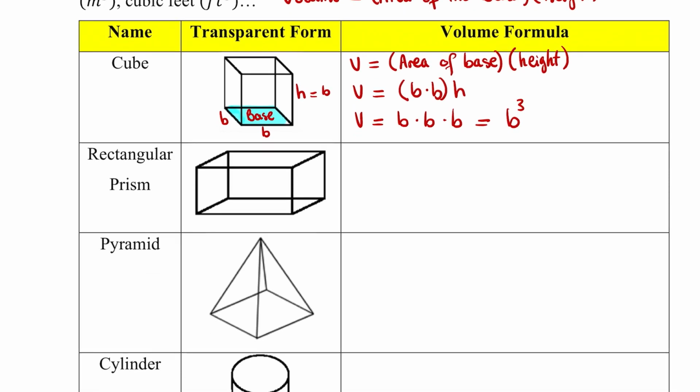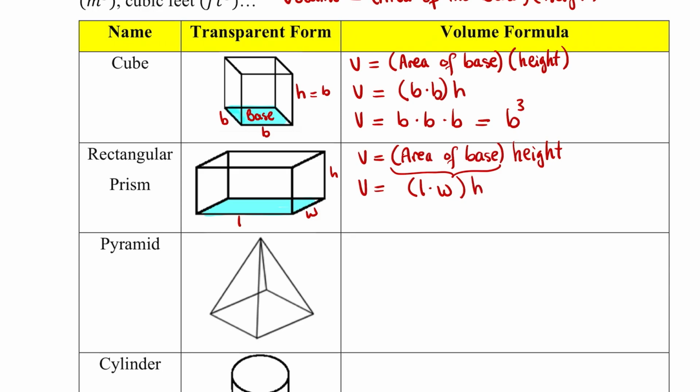Let's look at the rectangular prism. This is my base here. To find the volume, I'll take the area of the base times the height right here. This is the height. This is my height. So my base is a rectangle, so I take length times width to get my area. So this is length times width, and then height is h. So the volume of a rectangular prism is length times width times height.